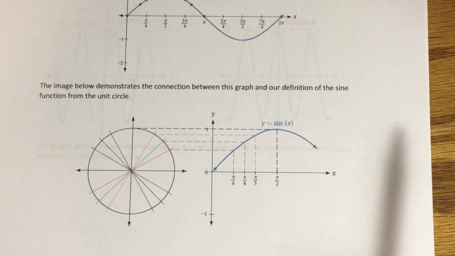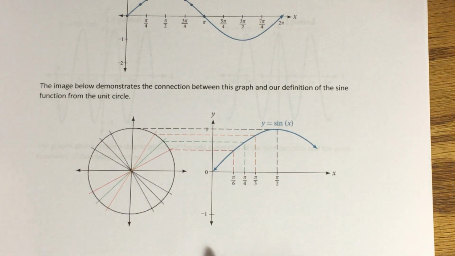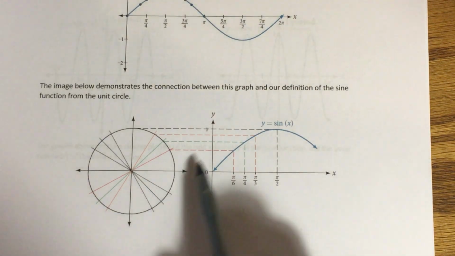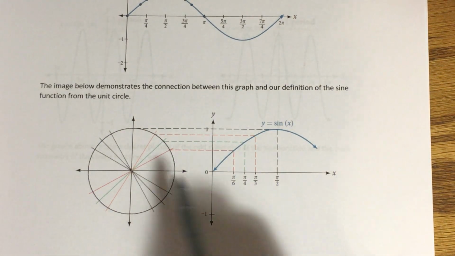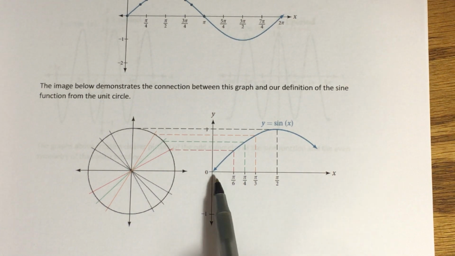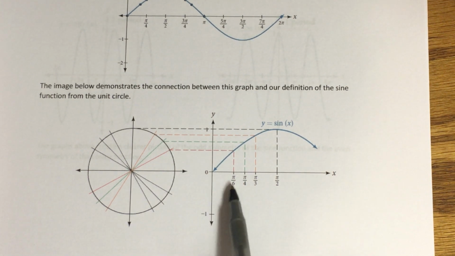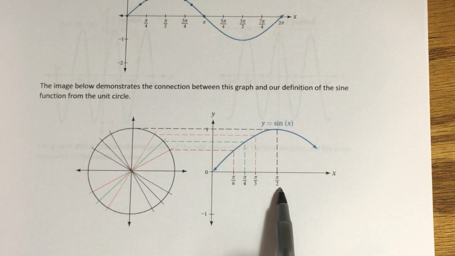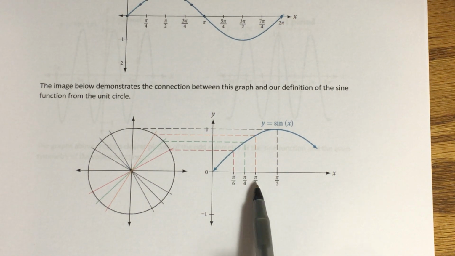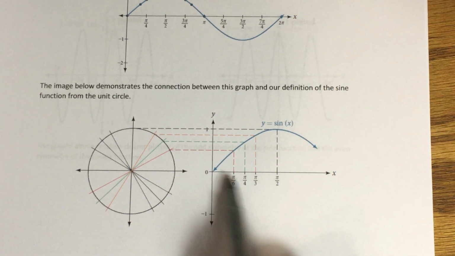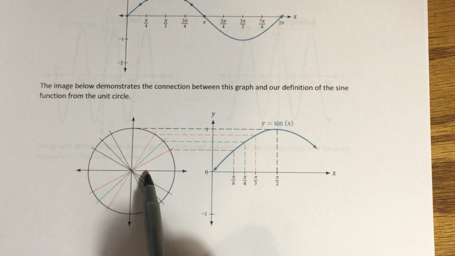So here's a piece of that graph that we just looked at. And here's a unit circle to the left of it. Remember, these x values down here, you're seeing a 0 at the origin, pi over 6, pi over 4, pi over 3, pi over 2. This is about where they would live on the x-axis. In the unit circle, these numbers correspond to angles.